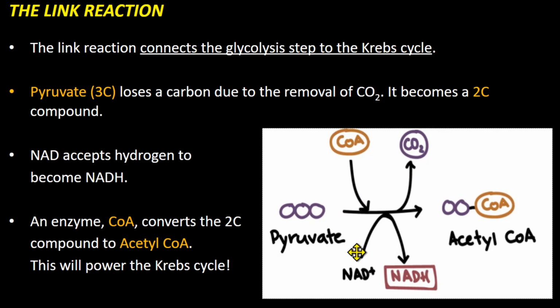NAD accepts hydrogen to become NADH. And there's an enzyme called coenzyme A, which would convert this 2-carbon compound to acetyl coenzyme A. This is going to act as a fuel. This is going to power the Krebs cycle.